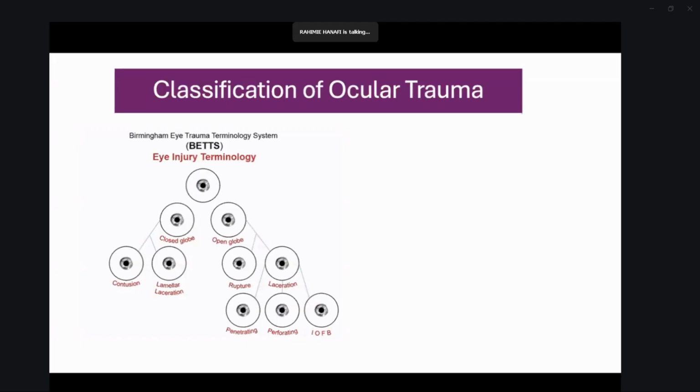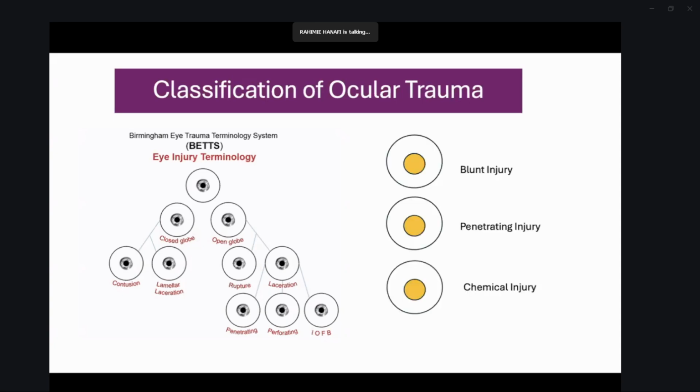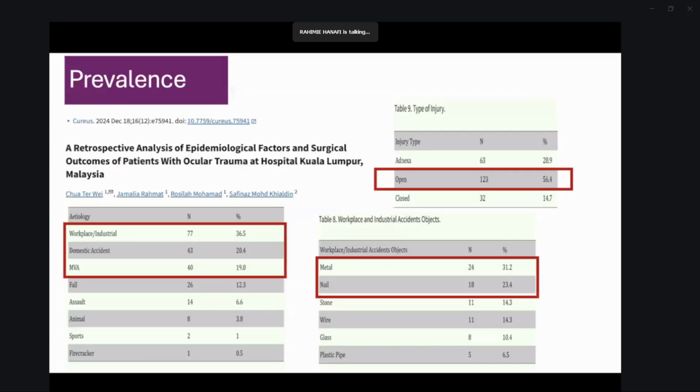Under closed globe, there is contusion and lamellar laceration, and under open globe, there are a few, which are rupture, laceration, penetrating, perforation, and IOFB. But for today, I am just going to use a simple classification which is easy to remember: trauma classified into blunt injury, penetrating injury, and also chemical injury.